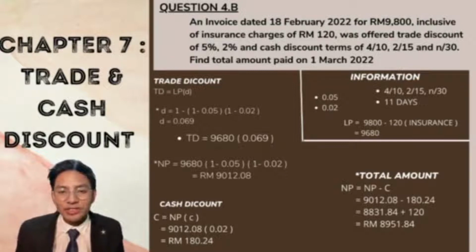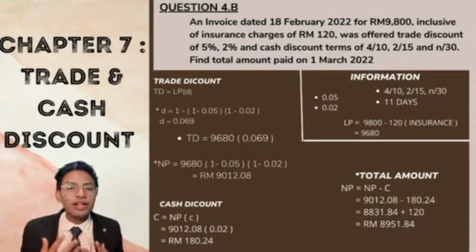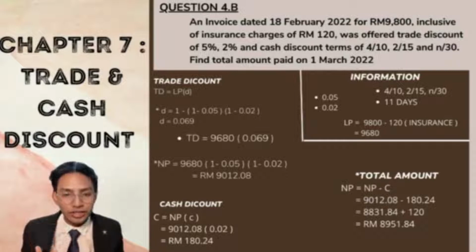The formula cash discount is C equals to net price multiplied by cash discount rate. Our NP is 9,012 ringgit and 8 cents multiplied by 0.02. The reason we choose 2% is because he paid after 10 days. Then the discount will be 2%. And the invoice date is actually start from 18 February 2022 until 1 March 2022. The duration of the day between these two dates are actually 11 days. So the final answer of cash discount is 180 ringgit and 24 cents.